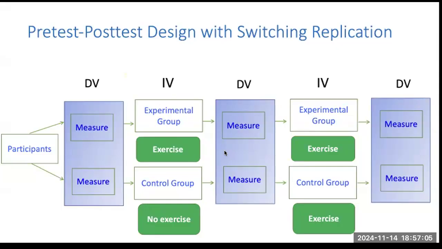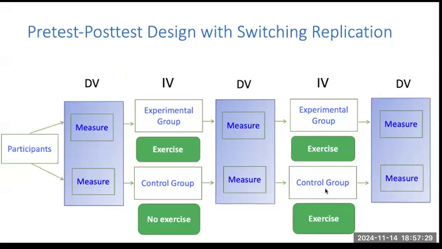But the independent variable is introduced a second time, and this time you see that what was the control group also gets the intervention. That's the switching replication. So the experimental group gets the exercise again, but the second time the intervention is introduced, the control group gets it as well.